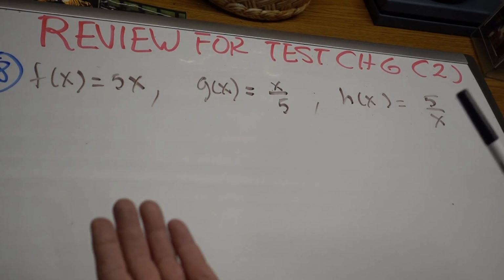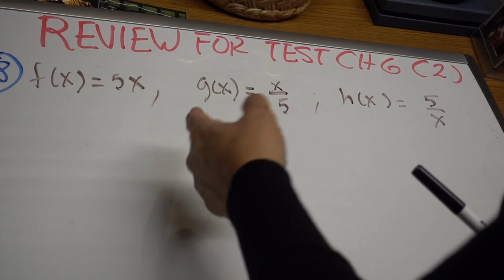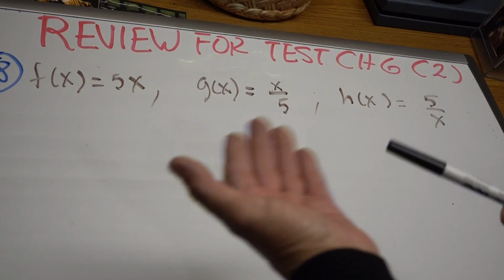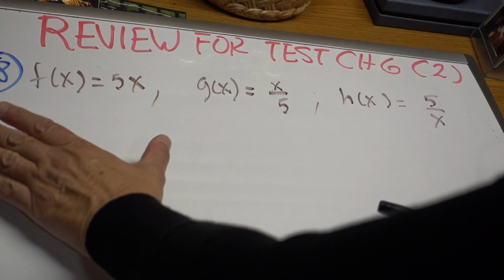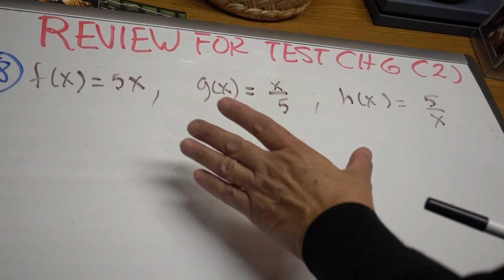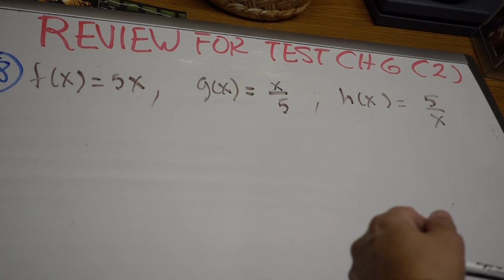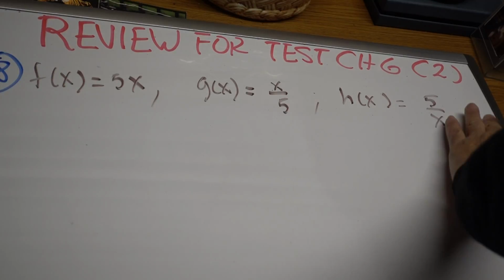If you hear what I just said, it's very simple. The idea of saying that f and g are inverse of each other is because the first one is multiplying by 5, the second one is dividing by 5. That right there you can right away say these are inverse of each other. It's like saying the first one is adding, the second one is subtracting, inverse of each other.